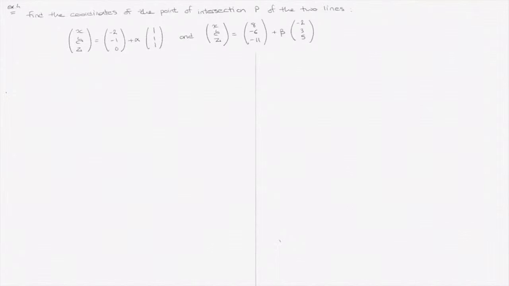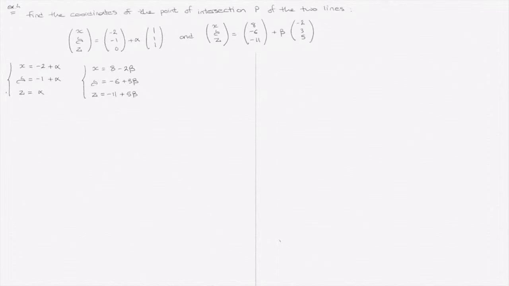Now, to find the point of intersection, the first thing we will do is to write each of these line equations in their parametric form. So, the first line has parametric equations x equals -2 plus alpha, y equals -1 plus alpha, and z equals alpha. That's the parametric equation of the first line. For the second line, we would have x equals 8 minus 2 beta, y equals -6 plus 3 beta, and finally z is equal to -11 plus 5 beta.